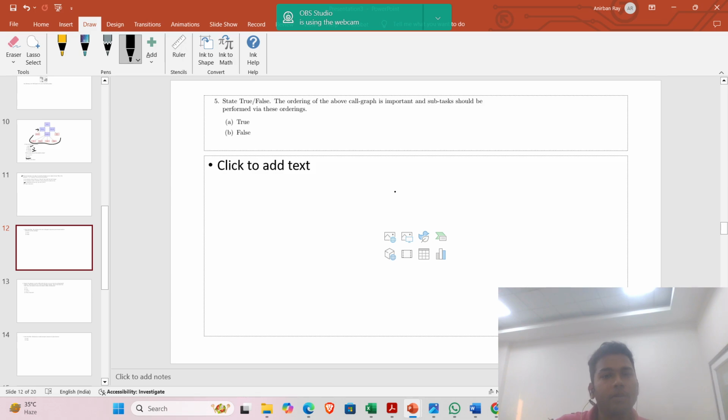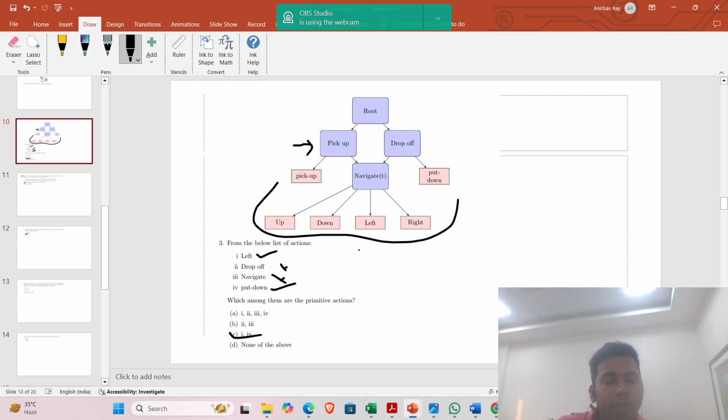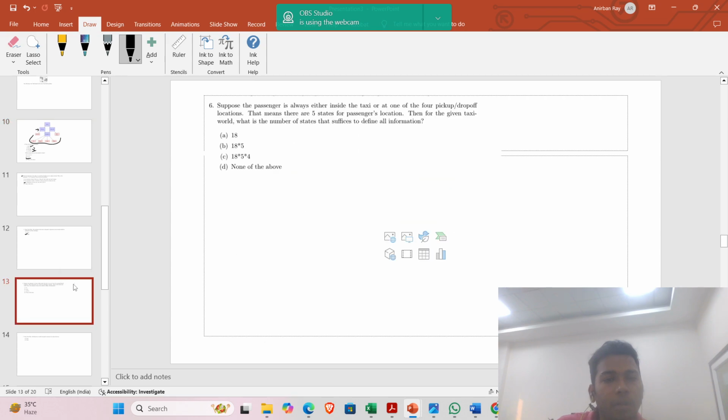Next, state true or false: the order of the above subtask graph is important, subtasks should be performed via this ordering. So ordering is not important. Order is just for representation. You should take actions which are most optimal, and this is the answer.